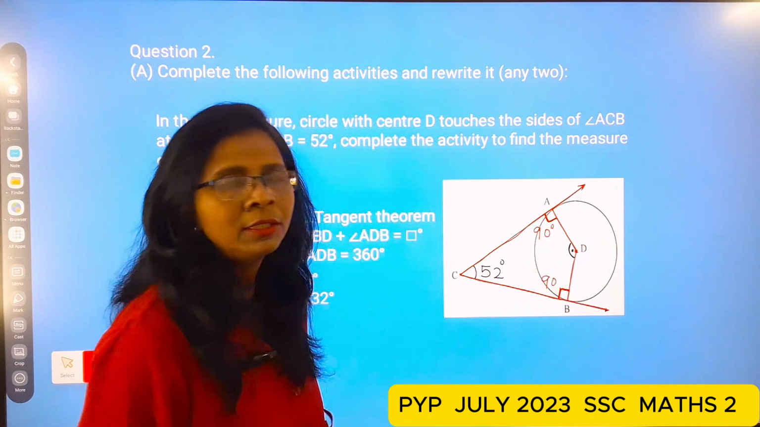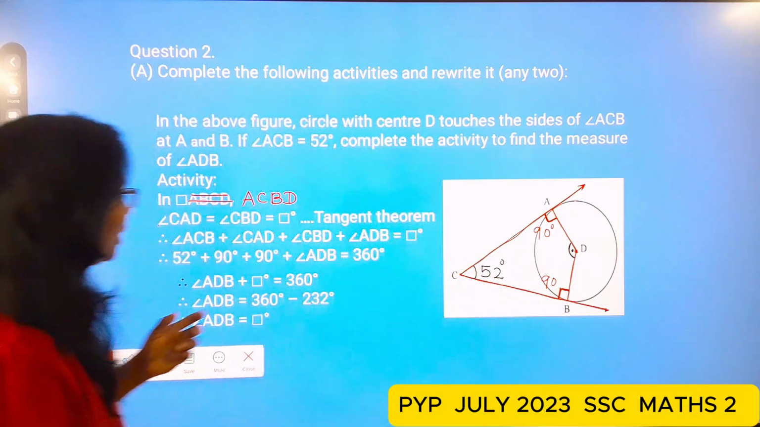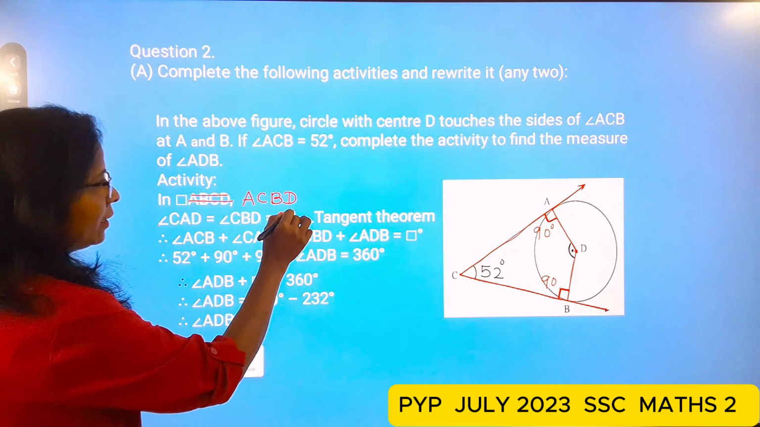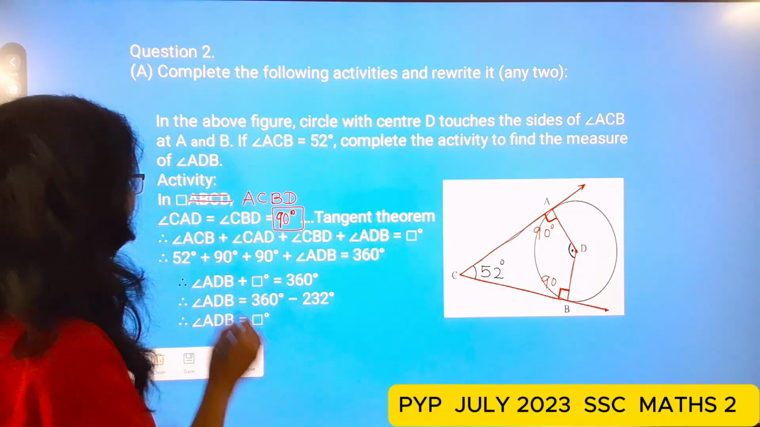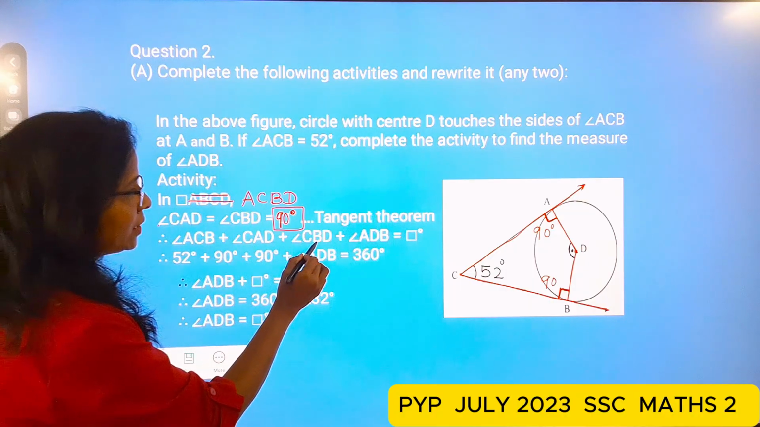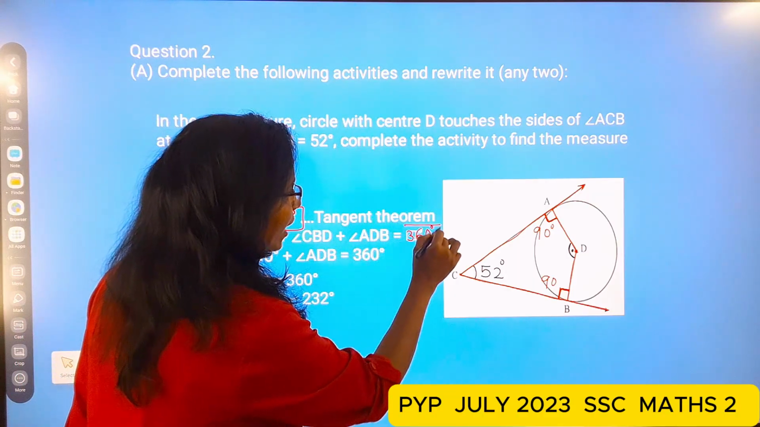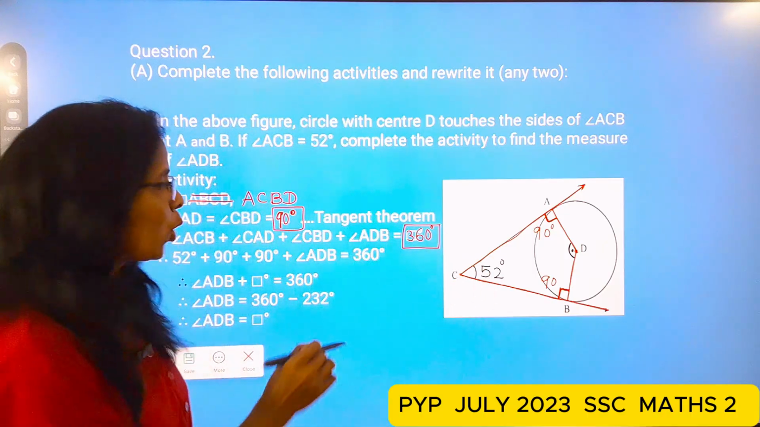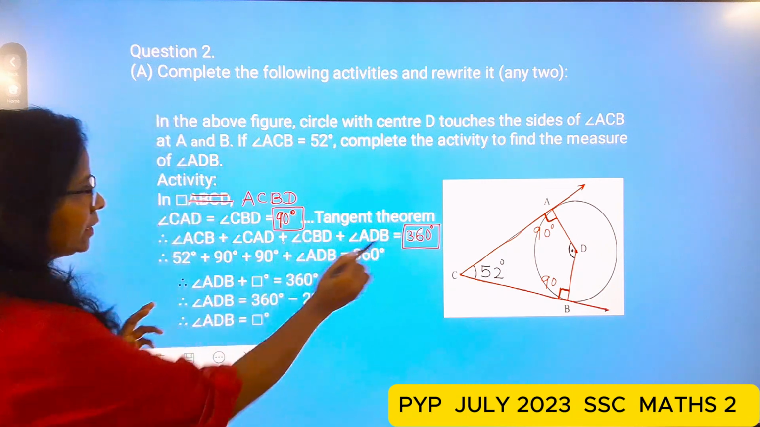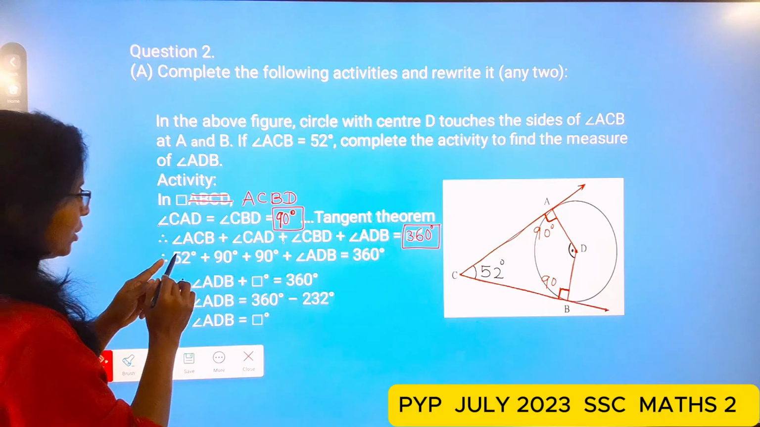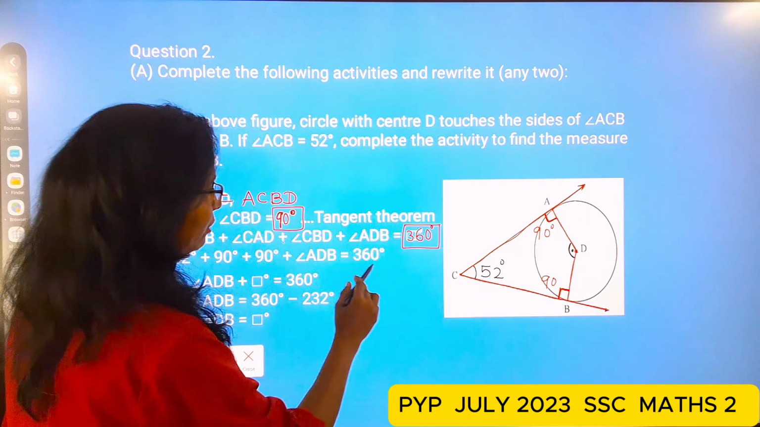And this angle is given, that is 52 degrees. So we can calculate angle ADB very easily. Here we write 90 degrees by the tangent theorem. Then the next step: angle ACB plus angle CAD plus angle CBD plus angle ADB is equal to the sum of the angles of the quadrilateral, that is 360. So ACB is 52 degrees, CAD is 90, CBD is 90 degrees, and ADB we have to calculate, which is equal to 360 degrees.